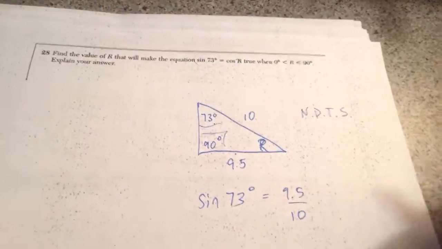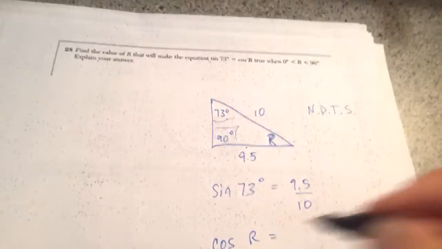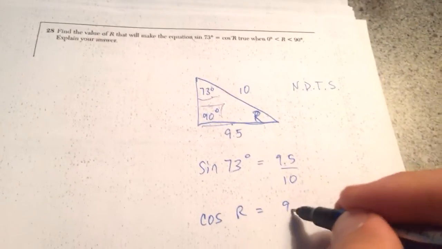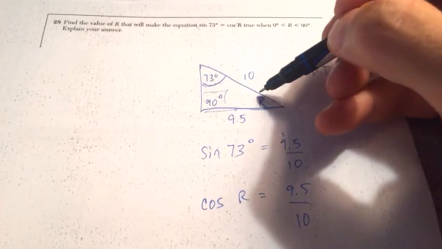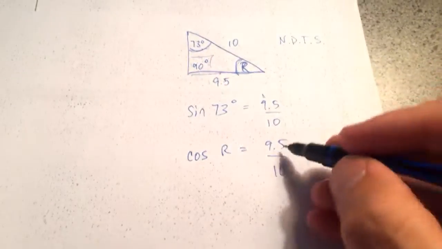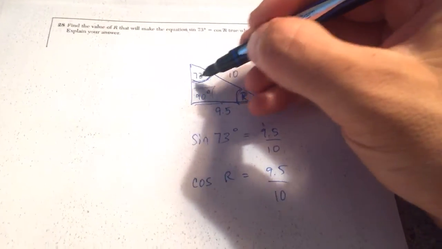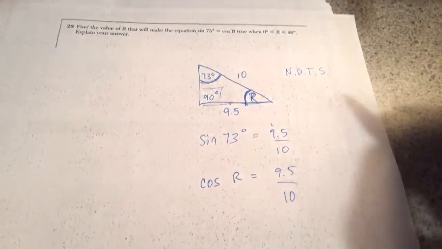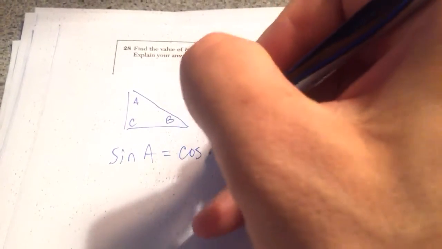This is R. The reason why we know that is because in this case, cosine of R is going to be the adjacent, which is 9.5, and the hypotenuse is 10. Sine of 73 gives you 9.5 over 10, and then the cosine of this angle is going to also give you 9.5 over 10. So in a relationship here, the sine of angle A is always going to be equal to the cosine of that angle. Always. So if I gave you some triangle where I said this is angle C, this is A, and this is B, sine of A will always equal cosine B.